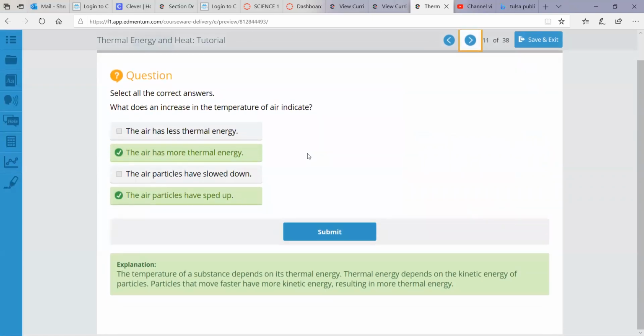What does an increase in the temperature of air indicate? It means that it has more thermal energy overall, and particles have sped up because more thermal energy means more kinetic energy, which means they are moving faster.